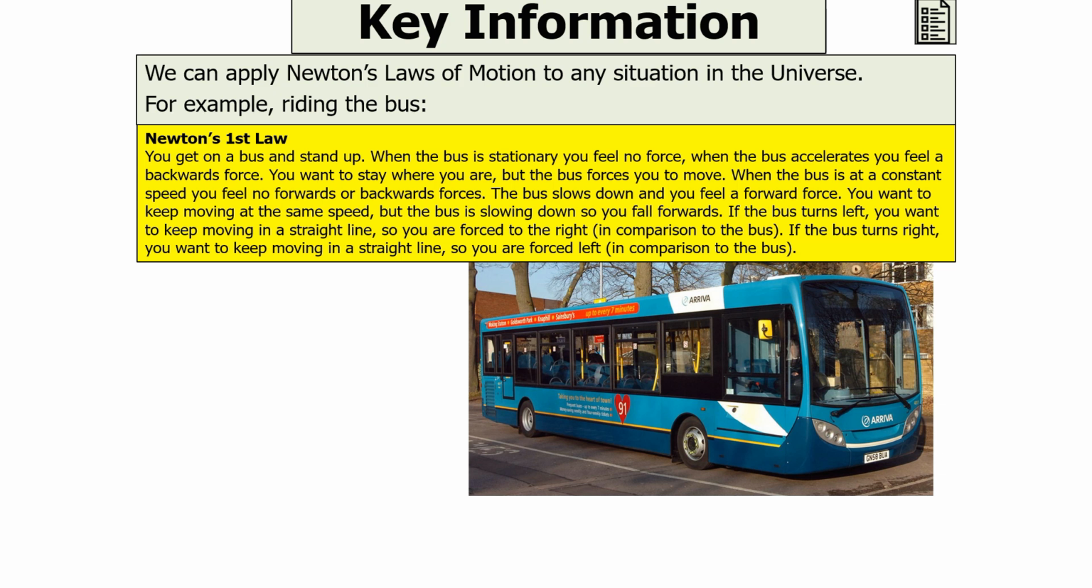The bus slows down and you feel a forward force. You want to keep moving at the same speed, but the bus is slowing down, so you fall forwards. If the bus turns left, you want to keep moving in a straight line, so you're forced to the right. If the bus turns right, you want to keep moving in a straight line, so you're forced to the left.